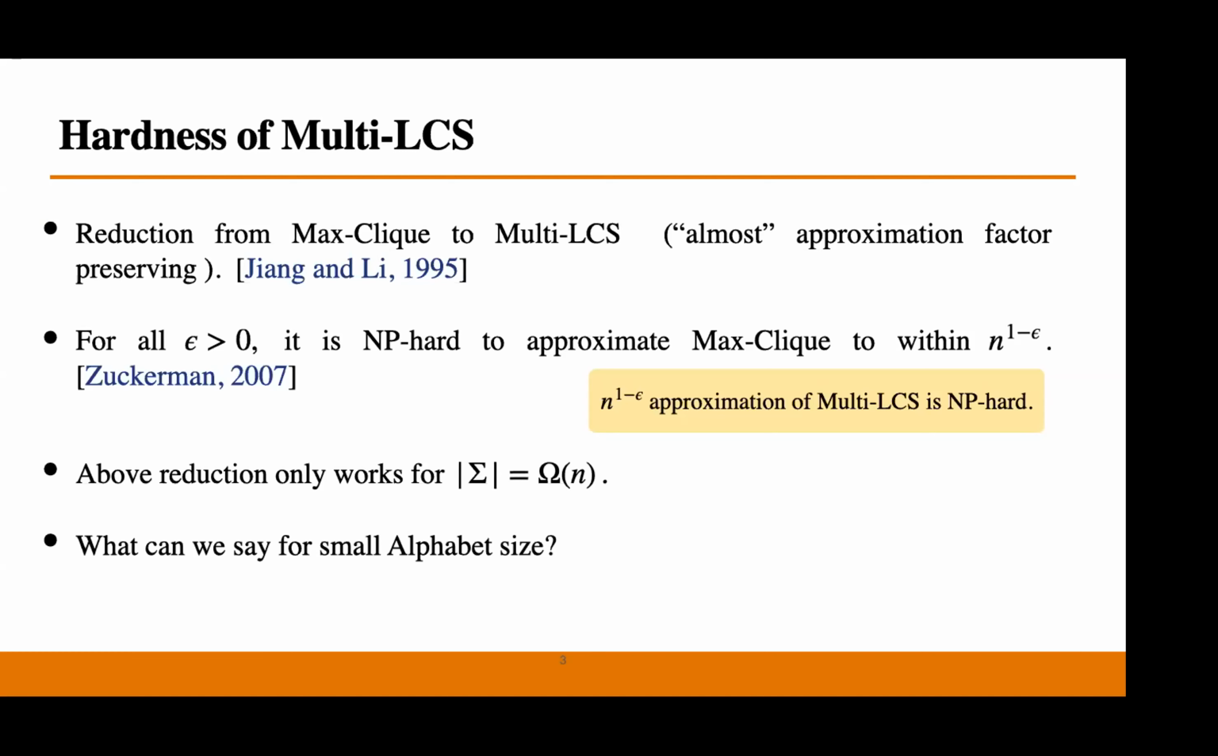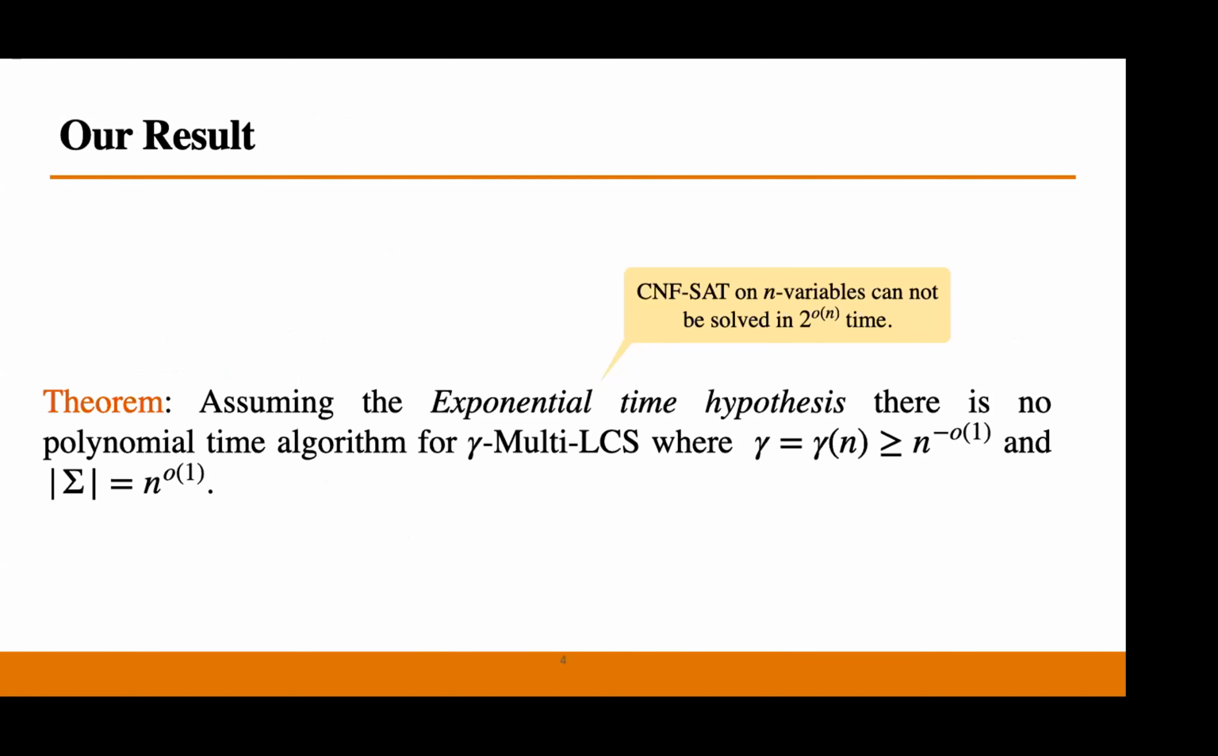And then we ask question like, what can we say for a small alphabet size? Because in most of the applications, the alphabet size is very small, like it is almost constant. So in this work, we show that assuming the exponential time hypothesis, there is no polynomial time algorithm for gamma approximation of multi-LCS, where approximation factor gamma is n to the power minus small o of 1, and alphabet size is n to the small o of 1. And the constant which we are hiding in gamma and alphabet size sigma, it differs by a very small constant.